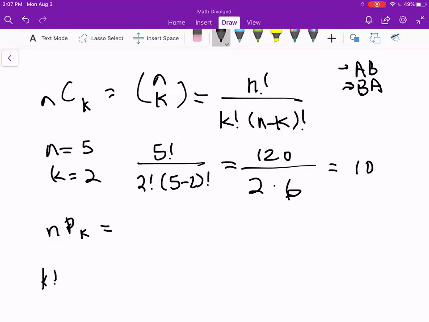And the reason for that is because the number of ways to choose the first letter is k. And then there's k minus 1 letters left. So we multiply k minus 1 for the second slot. For the third slot, there's k minus 2 letters left. And then we multiply these all the way down until there's only 2 letters and then there's 1 letter. So this is just k factorial.